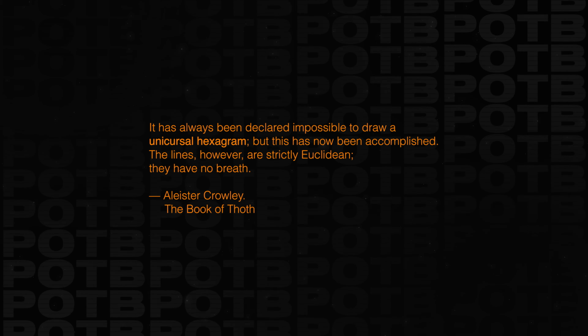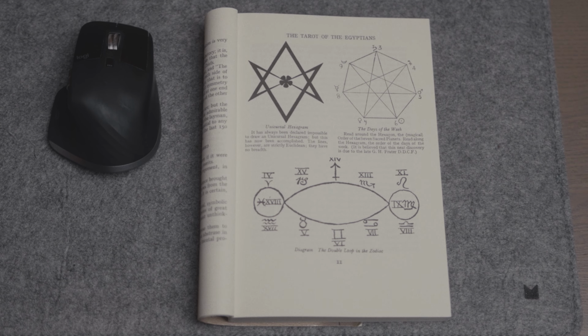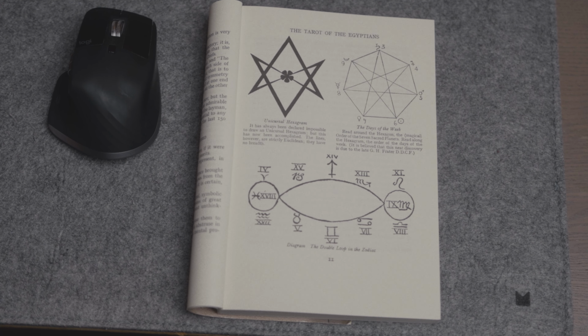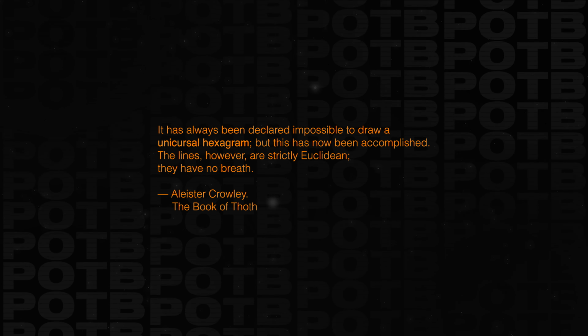In the Book of Thoth, Crowley says, "It has always been declared impossible to draw a Unicursal Hexagram, but this has now been accomplished. The lines, however, are strictly Euclidean, they have no breadth." Using Unicursal Hexagrams, the star sapphire is considered Crowley's greatest contribution to Western occultism and Thelema. However, since I don't have experience with it, I cannot comment on it, so let's proceed with the more fun part.